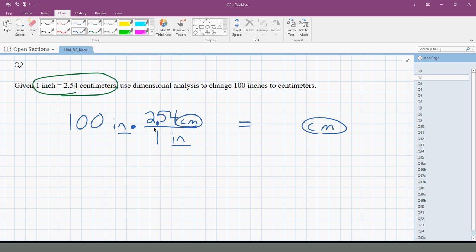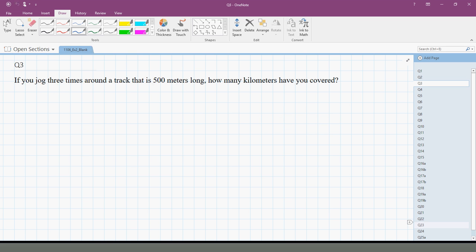So it's 254. Yeah, 254. It is 254. Okay? All right. And that's pretty much what questions 1 through 14 are going to be like. It's just all this dimensional analysis or converting.